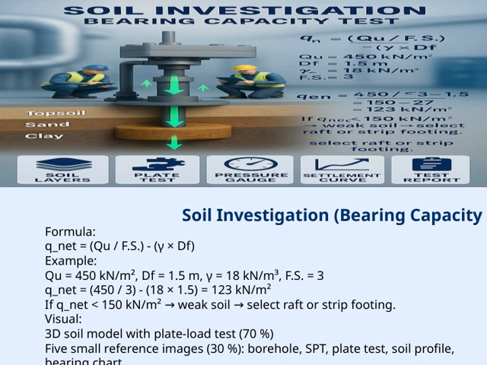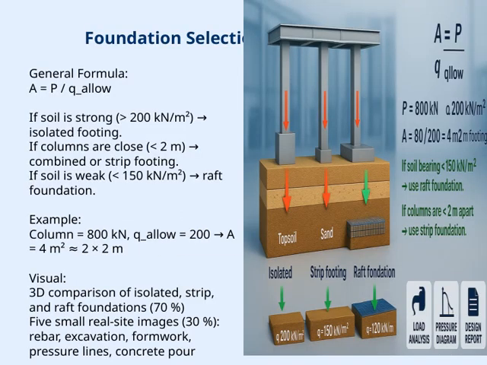Let's get started. Let's take a closer look at foundation selection and sizing. The general formula we use is A equals P divided by Q allow. Here, A is the area of the footing, P is the load from the column, and Q allow is the allowable soil bearing capacity. If the soil is strong, meaning it can handle more than 200 kilonewtons per square meter, we typically go for an isolated footing for each column.